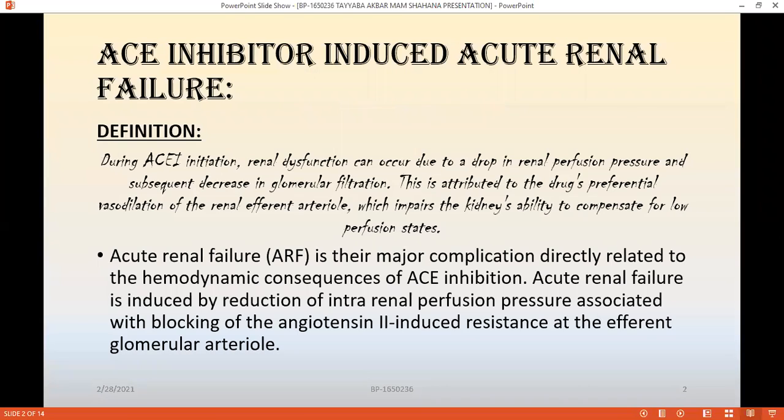Now, starting with the disease, what is meant by angiotensin converting enzyme inhibitor induced acute renal failure? Angiotensin converting enzyme inhibitors are prescribed in hypertension and cardiac arrest. Their hemodynamic effect will result in a decrease of the blood flow through the unit mass of the renal tissue, or there is an increase in efferent arteriole surface area, that is, it will be dilated.